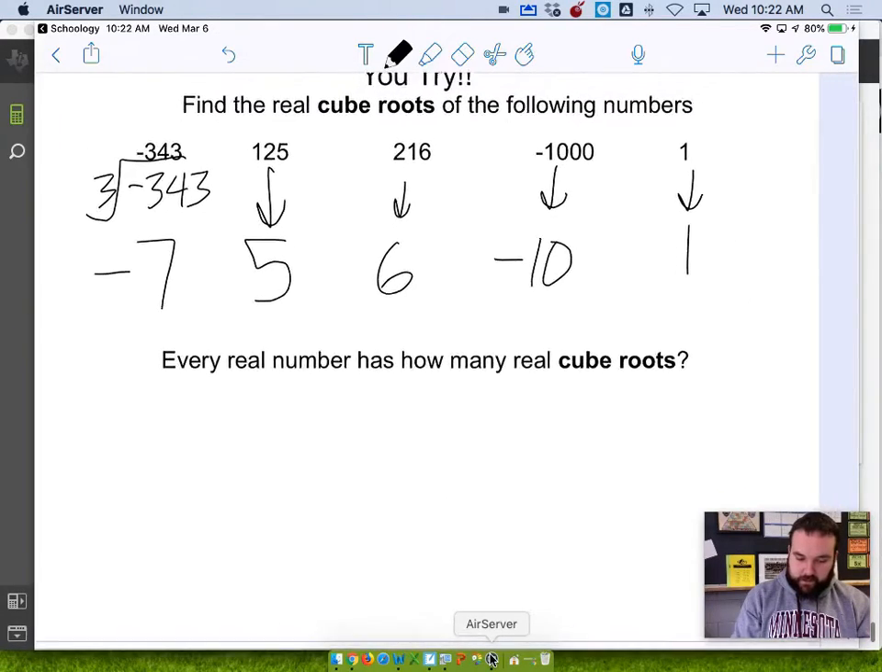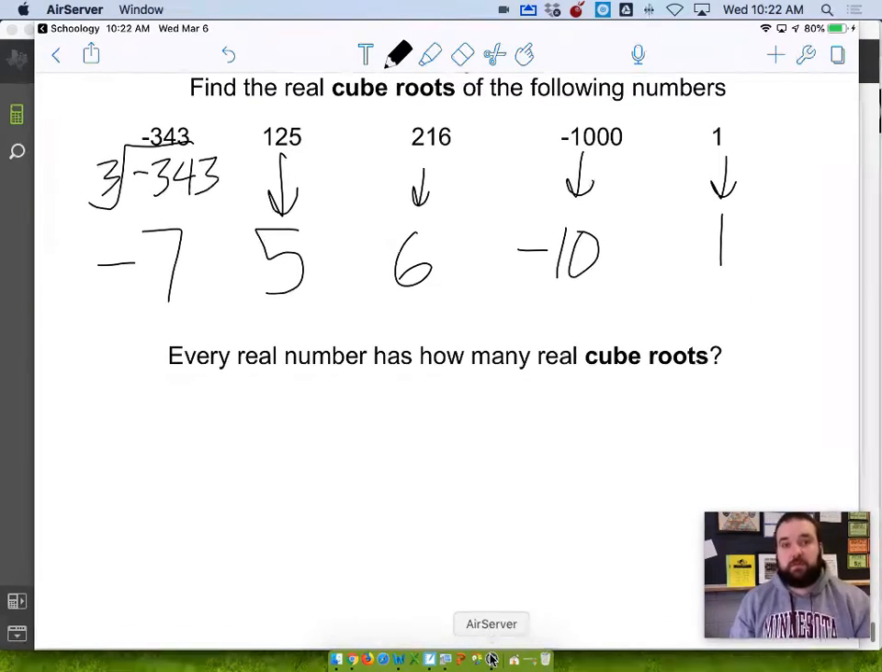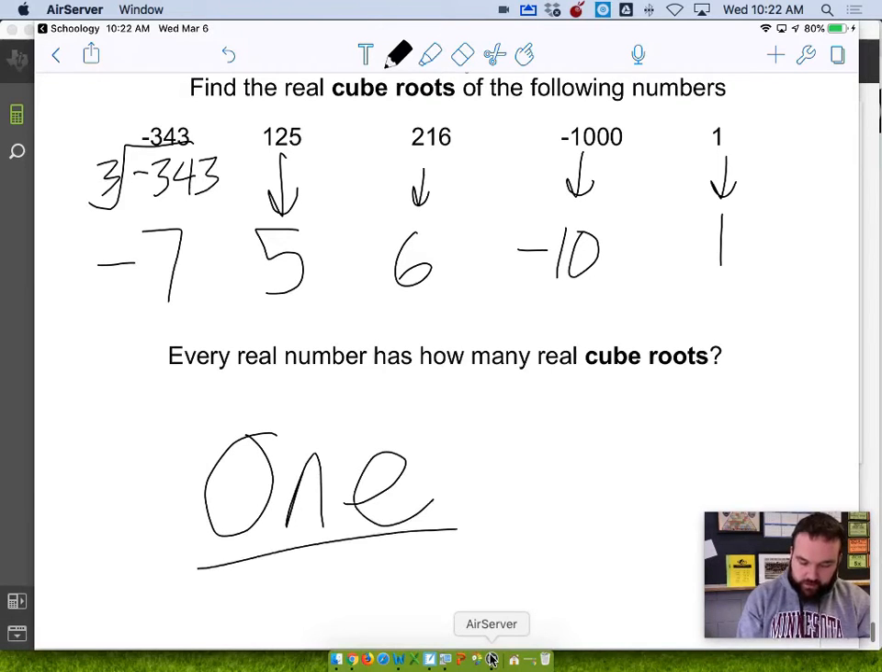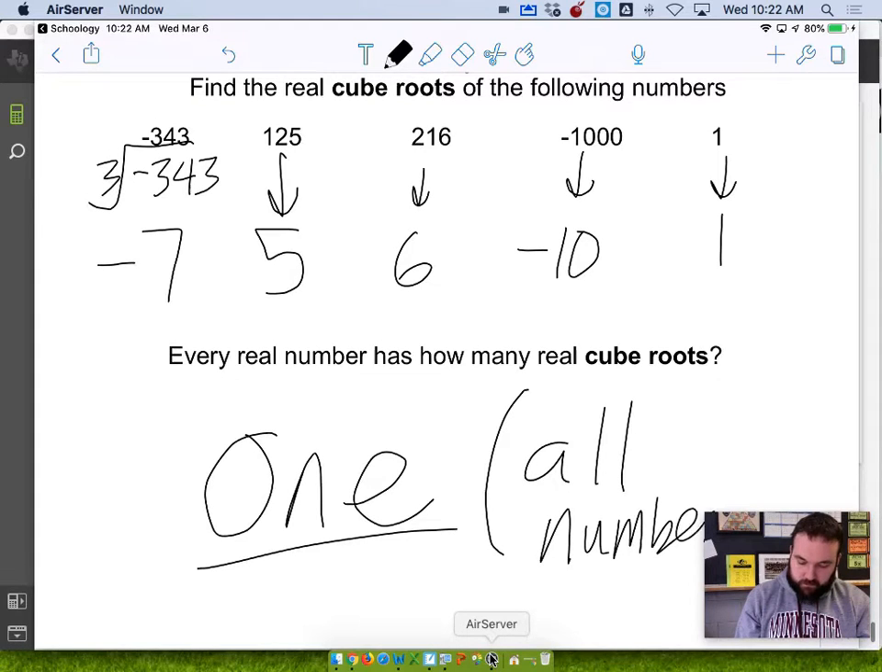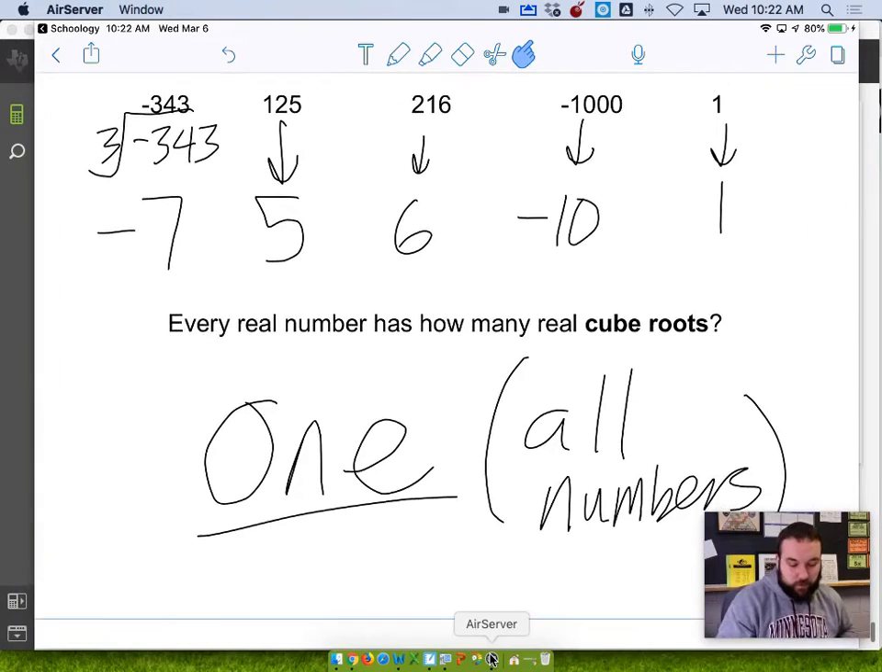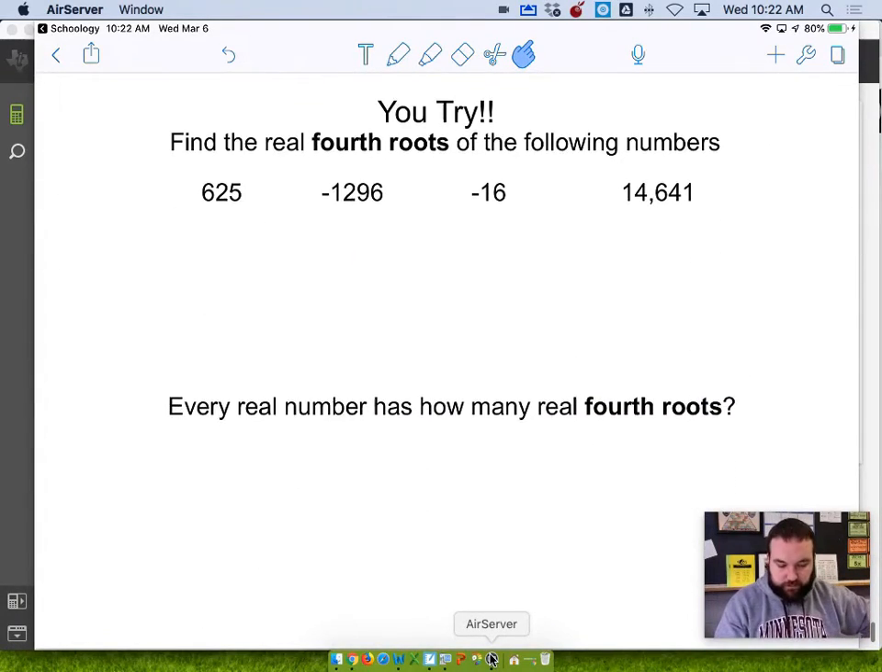And then at the bottom here, every real number has how many real cube roots? And that answer is simply 1. Every single number, both positive and negative, has 1 real cube root. All numbers. Okay. That does not hold true when we talk about 4th roots.